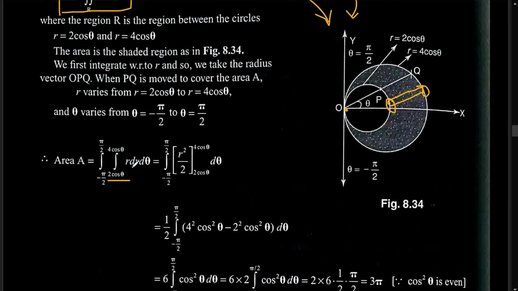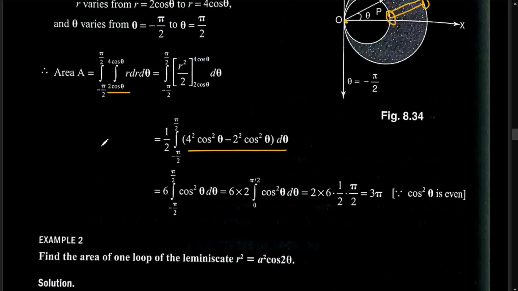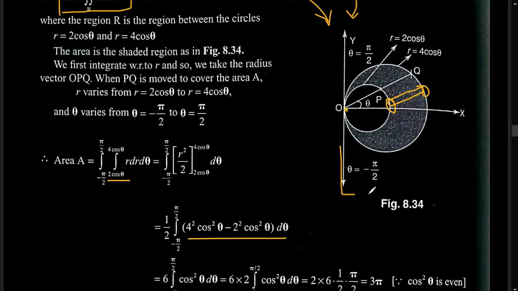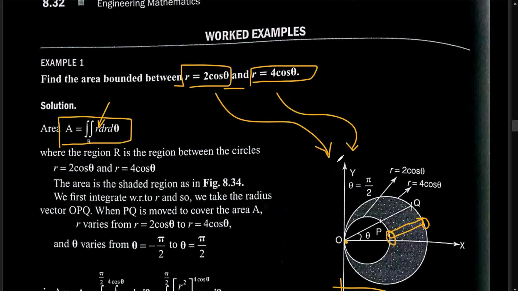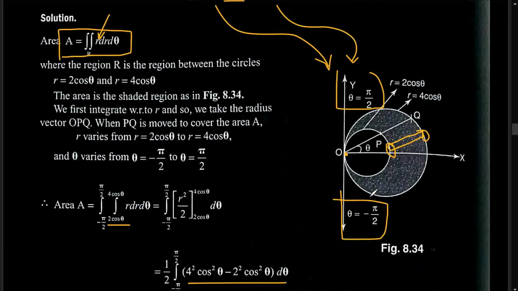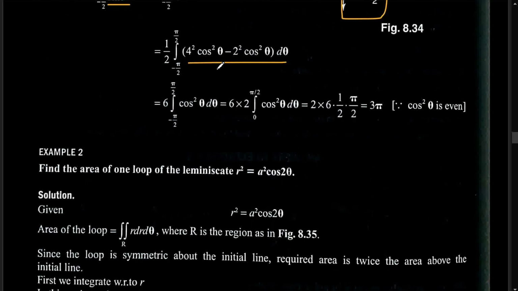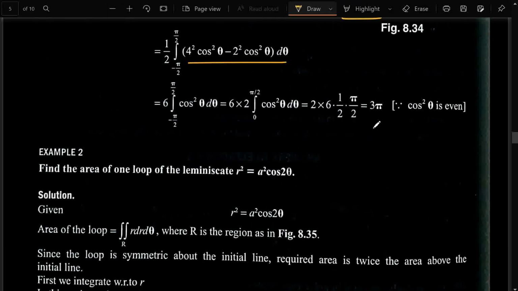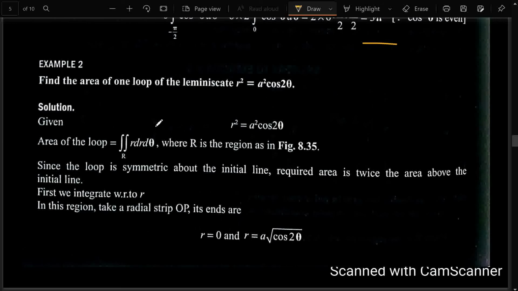So we put it in, and with respect to r we have to integrate. After integration we get this, and now theta is from minus pi by 2 to plus pi by 2. From here the strip goes along this to this, so minus pi by 2 to plus pi by 2. That's the limit of theta. After solving it, you get this simply. And find the area for one loop of a lemniscate.